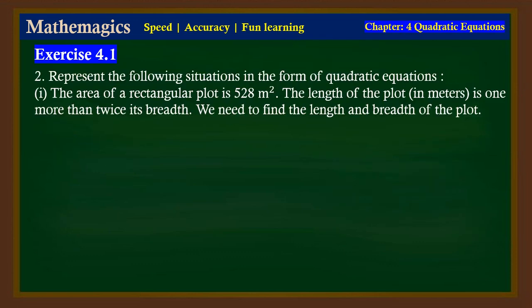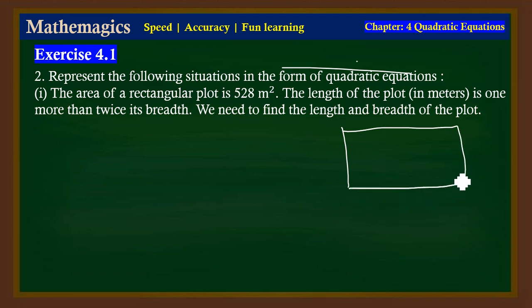Now let us start. Exercise 4.1, that is question number 2. Represent the following situation in the form of a quadratic equation. It is not asking to find the solution, but to just prepare a quadratic equation. That is the most important thing. The first one, the area of a rectangular plot is 528 meters square. So the first rule is we have to prepare a rectangular plot, and the area is equal to 528 meters square. The length of the plot is 1 more than twice the breadth.